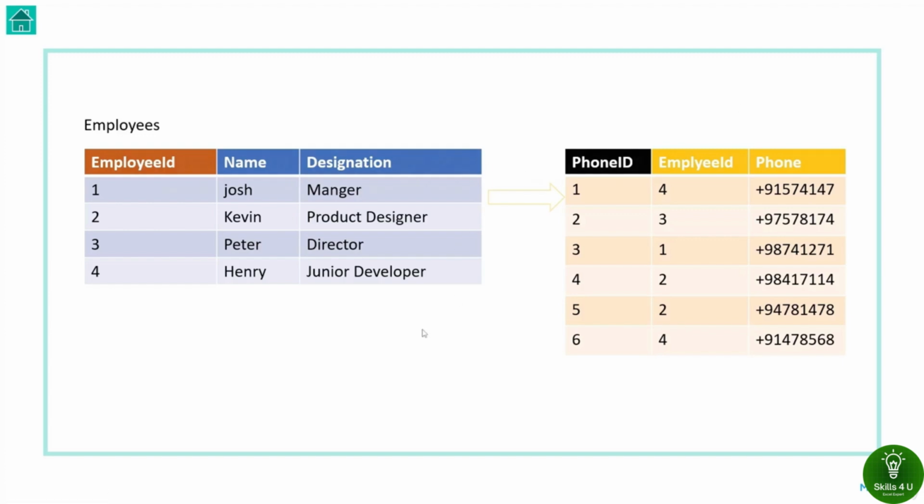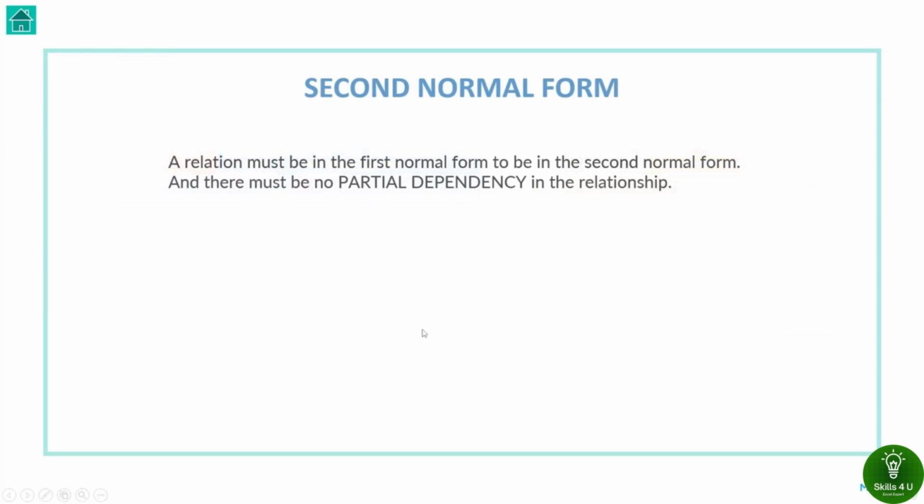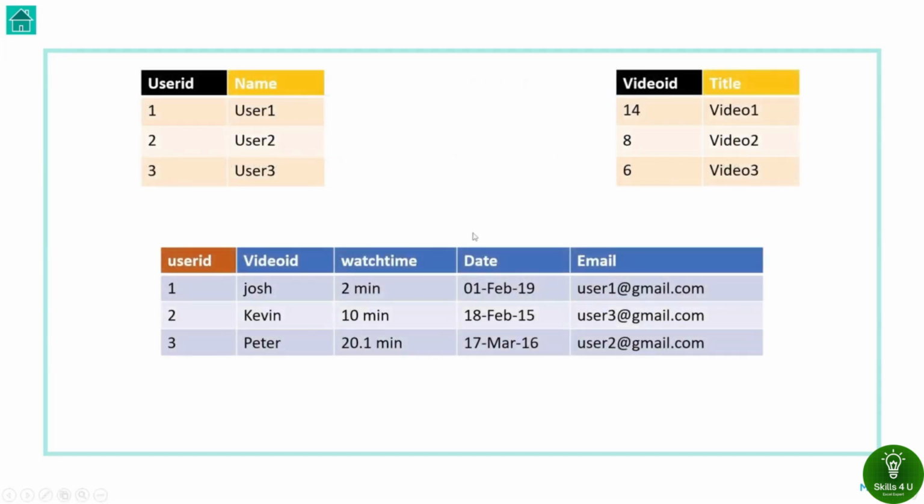Our second normal form says that 2 conditions must be fulfilled. The first condition is that the relation must have started in a first normal form, that you then move into a second normal form. The second condition is that no partial dependency exists in your relationship. Now let's talk about partial dependency.